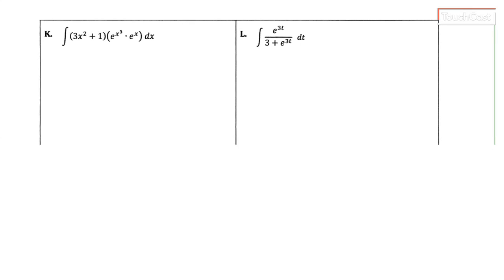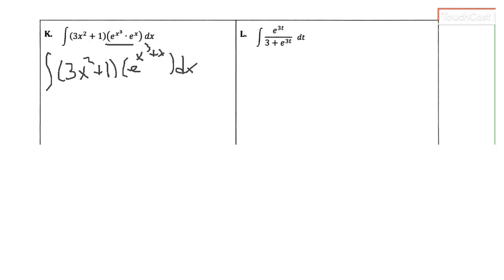Alright, so continuing from our last video on integration by substitution, we're moving into example K, where we're finding the integral of (3x squared plus 1) times e to the x cubed times e to the x dx. But I can rewrite this. I'm going to write this as the integral of 3x squared plus 1 times, now because this portion, they have the same base, we can write it as e to the x cubed plus x as the power dx.